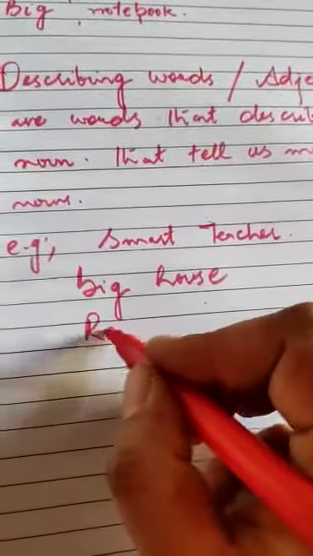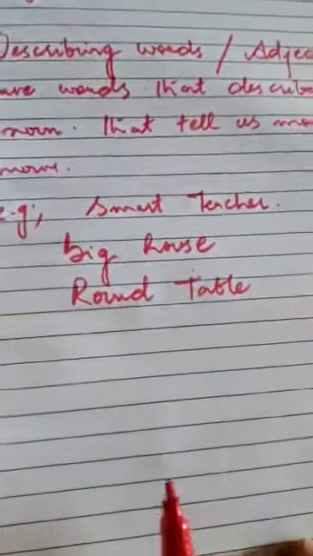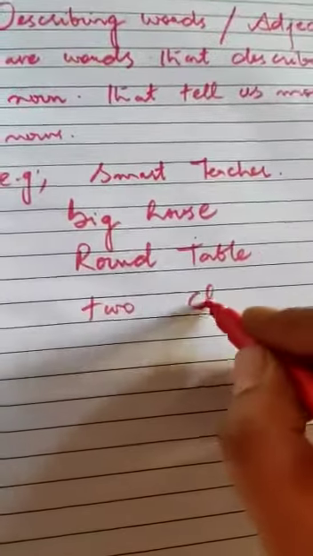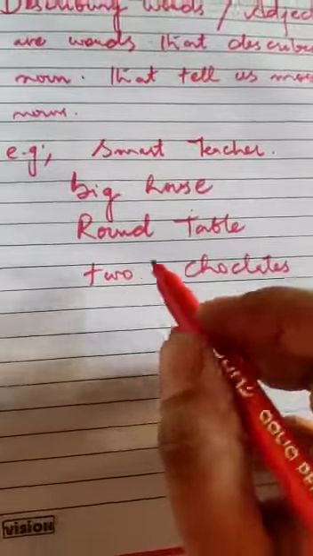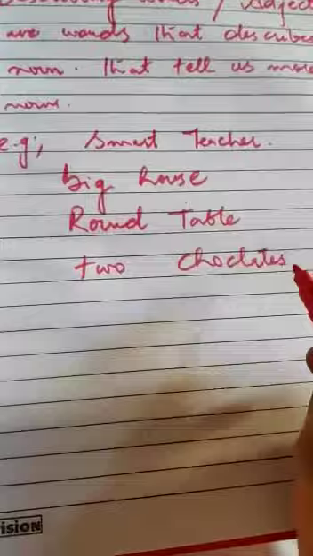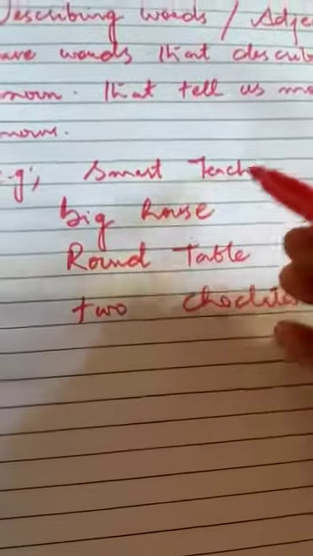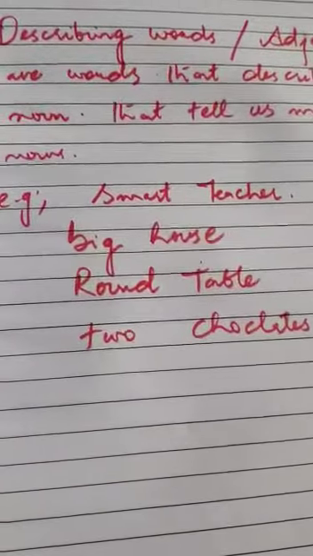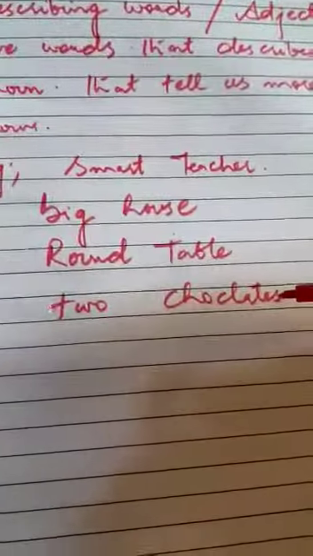Yes, we can write also round table. Round table. The table is round. Yes, and also we can write about 2 chocolates. 2 is a describing word and it tells us about that the number of chocolates is just 2. Chocolate is noun, table is noun, house is noun, teacher is noun. And these words smart, big, round, 2, these are describing these nouns. These words tell us more about the nouns.